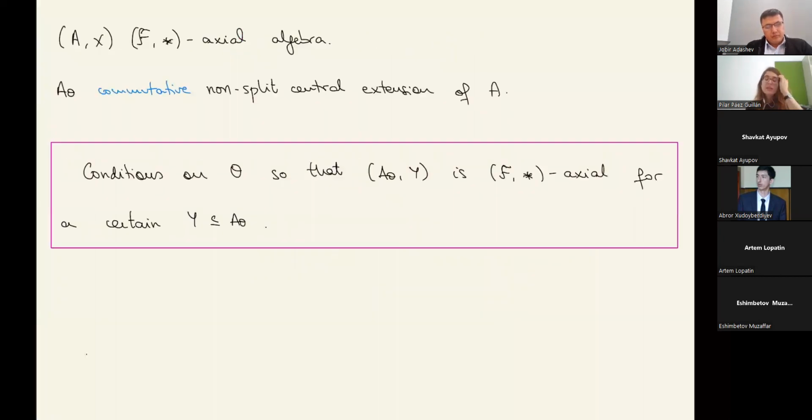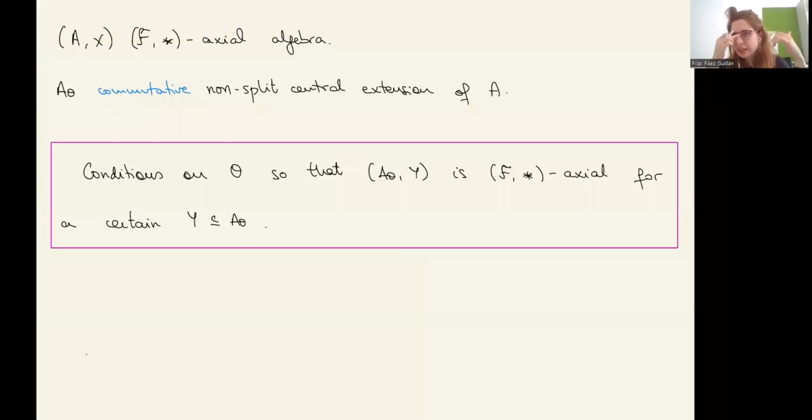As I was saying, this works perfectly whenever I have a variety of algebras defined by polynomial identities.